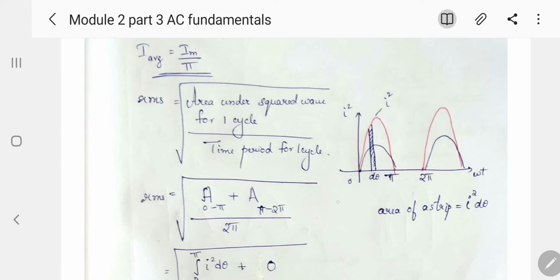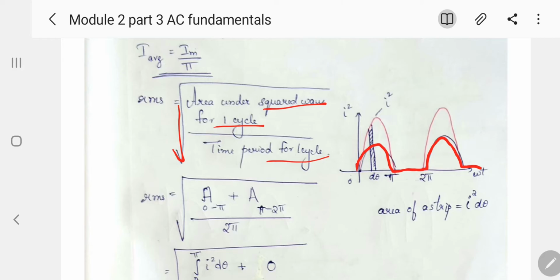Next we are going to find the RMS value of the same waveform. We are going for the general equation: root of the area under the squared curve for one cycle divided by the time period for one cycle. So first we have to draw the squared waveform. This is our actual waveform, and we are going to square it.